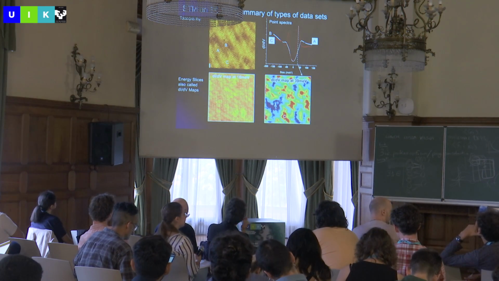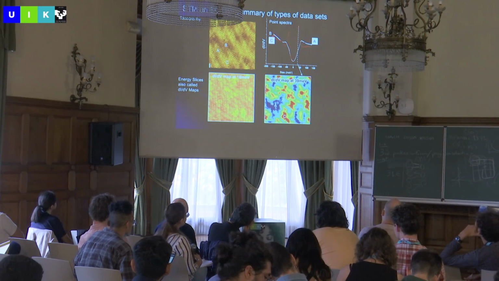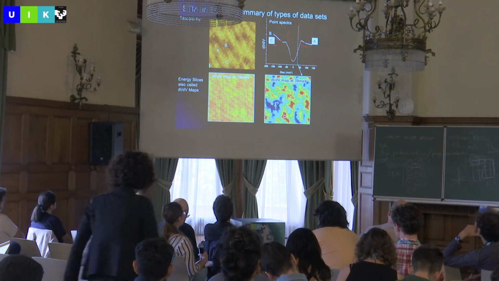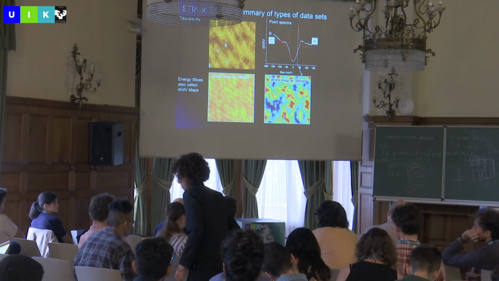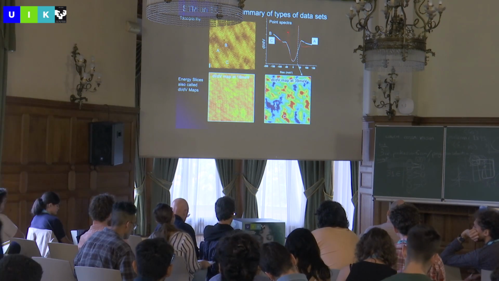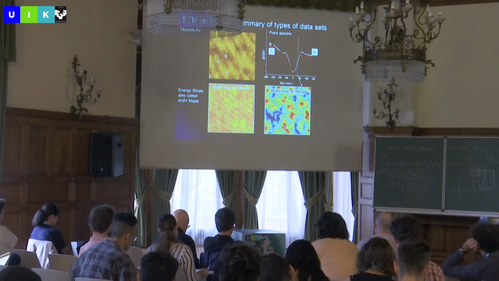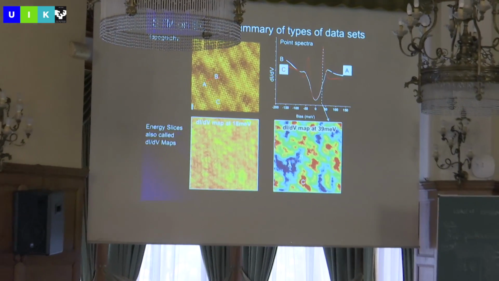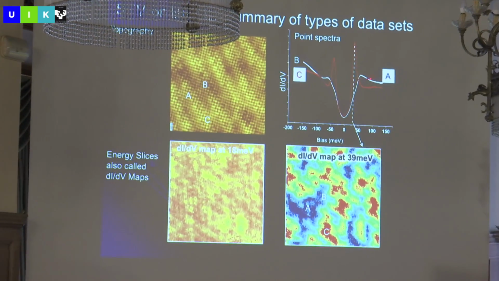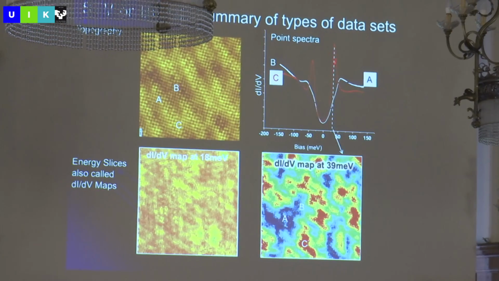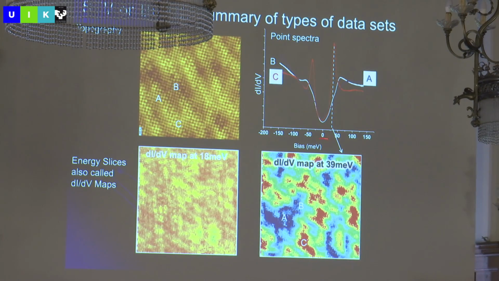OK, so this is an example of data sets. Here's spectra at a few different points. You don't see the blue one. There are 3 of them, actually. Red is at one point, and blue is at a different point very close by. They're completely different. So if you were to plot the density of states at this energy as a function of position, it would look like this.